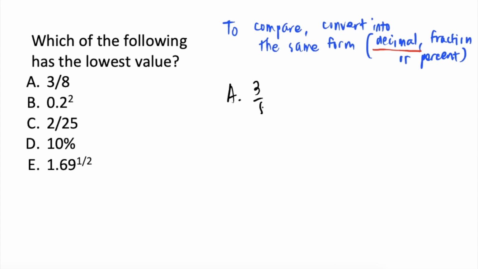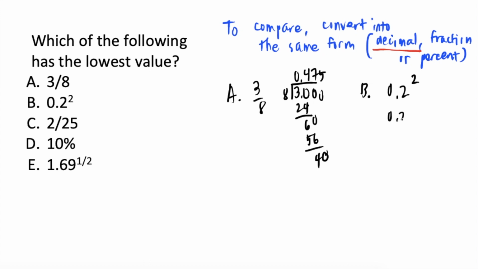So, letter A, 3 over 8, or 3 divided by 8. Using the long division, we will get 0.375. Letter B, 0.2 squared. So, 0.2 times 0.2, that's equal to 4. Tapos, 2 decimal places will have 0.04. Letter C, 2 over 25 or 2 divided by 25. Okay, using long division, we will get 0.08.